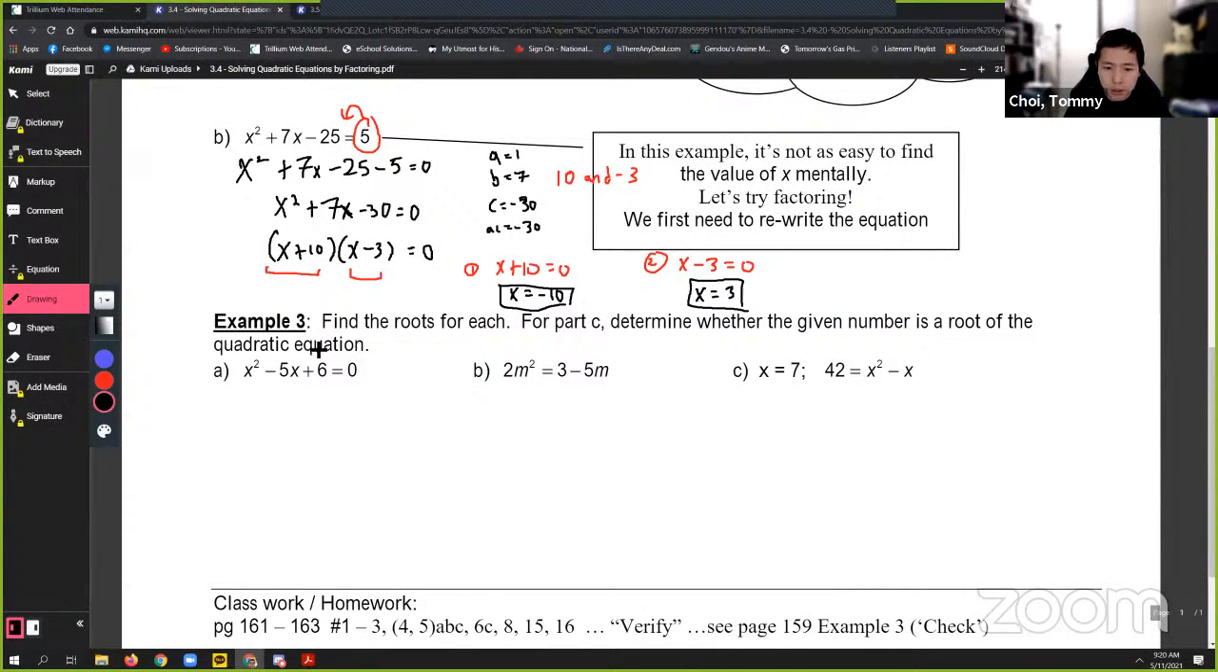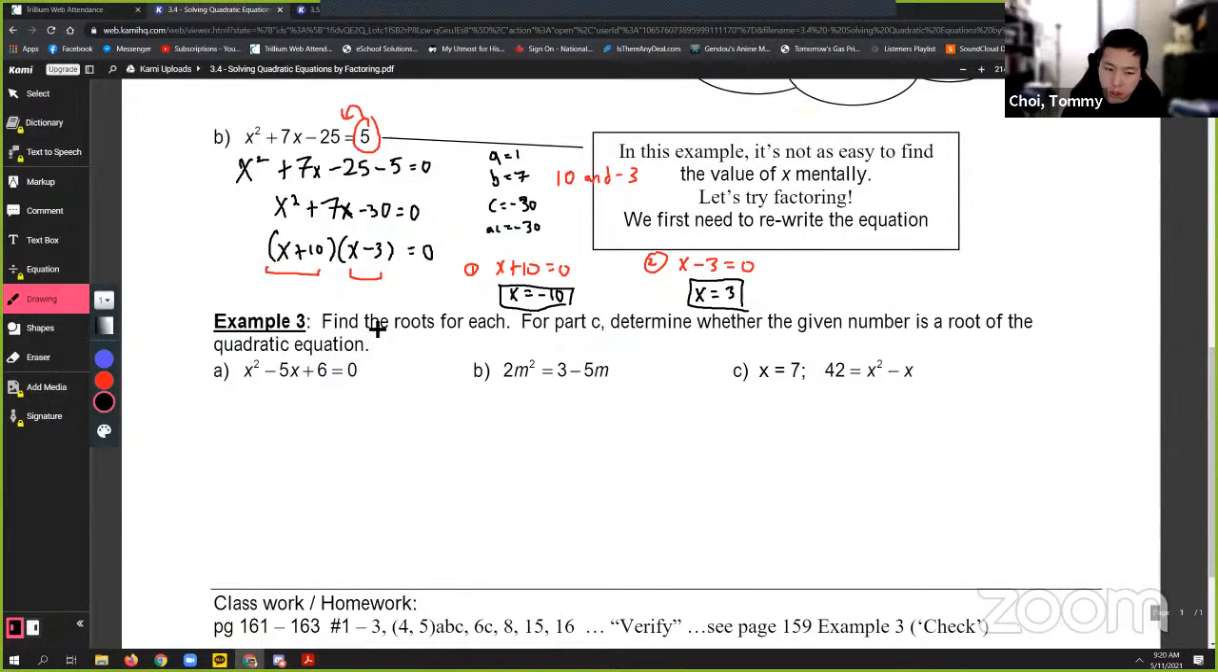So I'm going to do the first one. You guys will do the second, and then we'll do the third one together. So the first one here, x squared minus 5x plus 6.